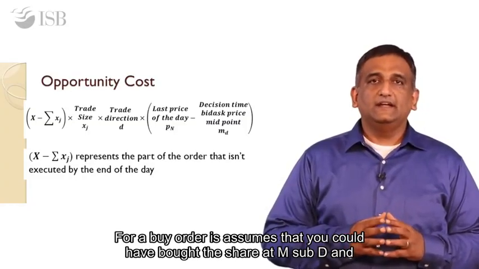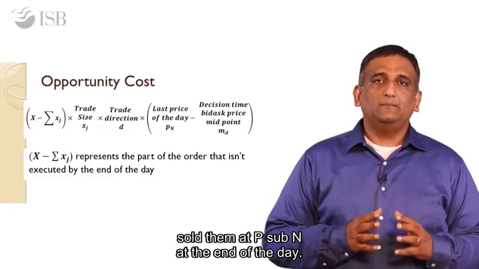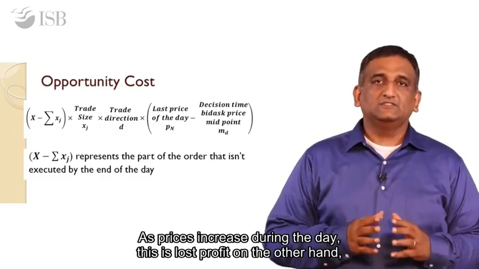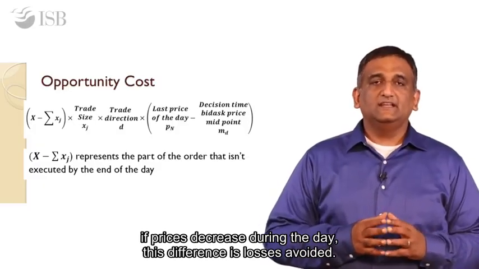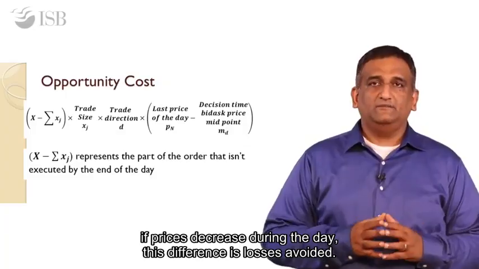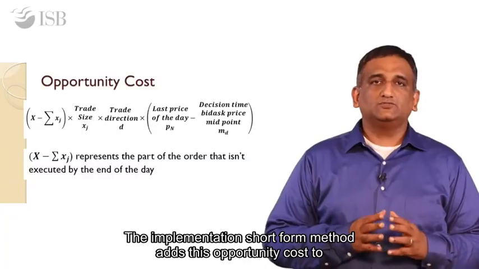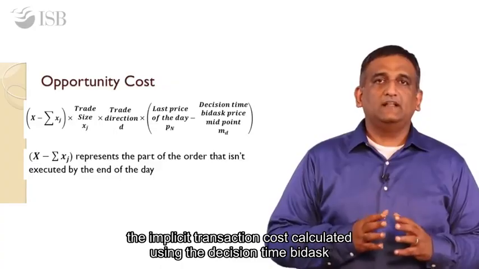For a buy order, it assumes that you could have bought the shares at M sub D and sold them at P sub capital N at the end of the day. If prices increase during the day, this is lost profit. On the other hand, if prices decrease during the day, this difference is losses avoided. The implementation shortfall method adds this opportunity cost to the implicit transaction cost calculated using the decision time bid-ask price midpoint as the benchmark.